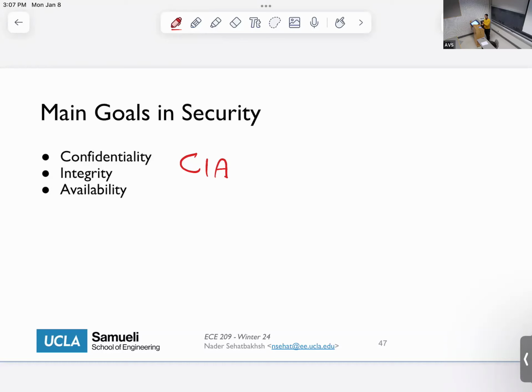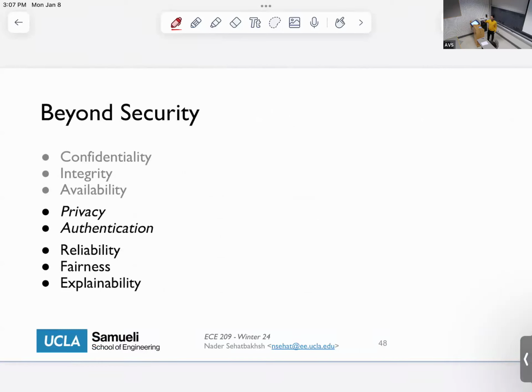There was staff paying cash to the customers. It was a huge mess, and availability is a very important thing there. Apart from availability, there are also other important metrics that are not necessarily these three CIA things, but are equally important.